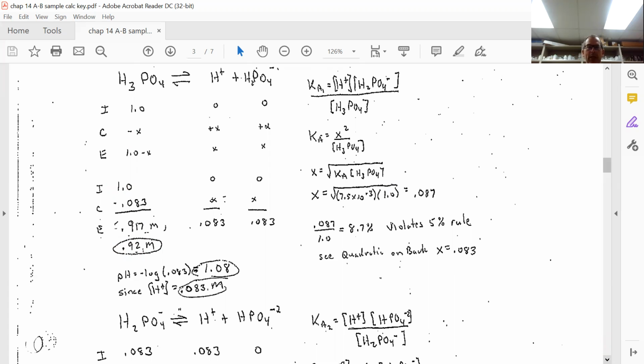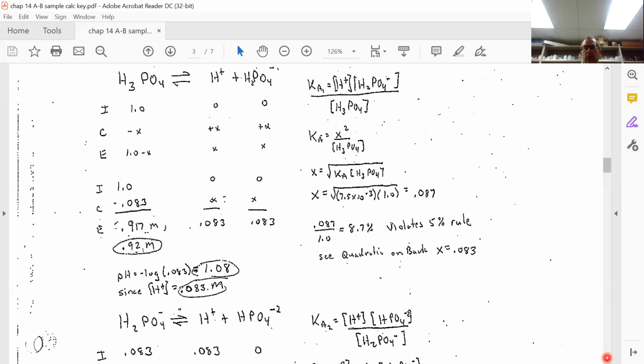Now, the next one is Ka2, and we're going to talk about H2PO4 minus breaking into H plus and HPO4 minus 2. These progressively get less likely to break down because you have a bunch of charges here, and if there are charges here, it's going to be less likely to form them.